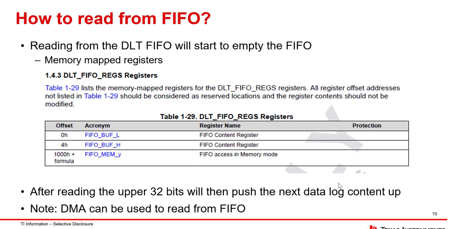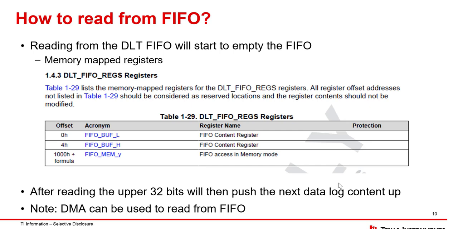There is a memory mapped register in which we can read the DLT data logged contents from and transfer the contents to a bigger buffer or export it out of the device. The memory mapped register acts as a FIFO when storing data log contents too. How do we read from this internal memory or FIFO?